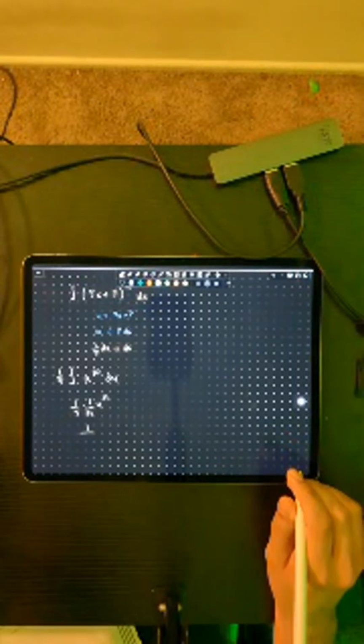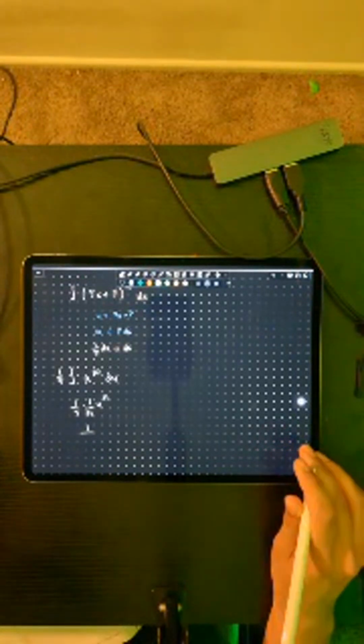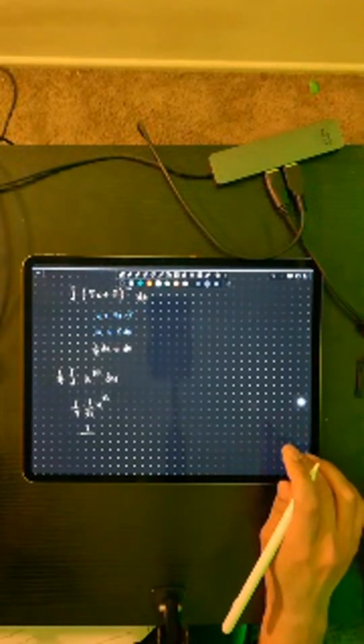Hey Alberto, the note-taking software is Notability on the iPad.